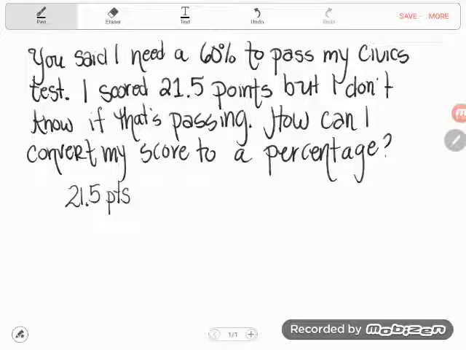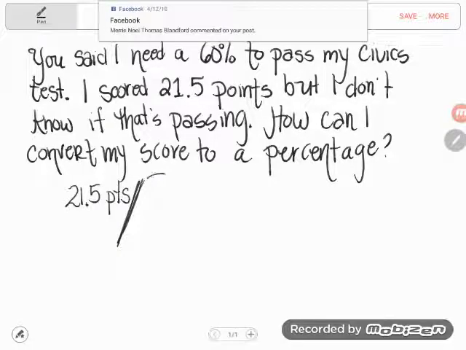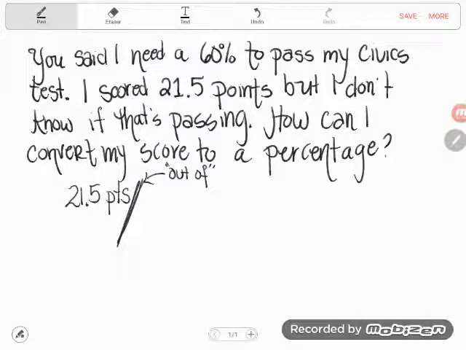And actually, you guys are missing a little bit of information that I have in my brain. So this is what you have to know. Whenever you have a point score, not a percent score, you can always ask yourself this question when finding a percent: out of how much? That's what you need to ask yourself. Yes, she scored 21.5 points, but that 21.5 was out of how many?